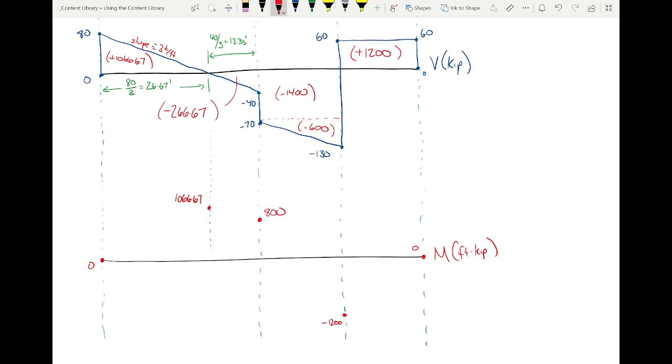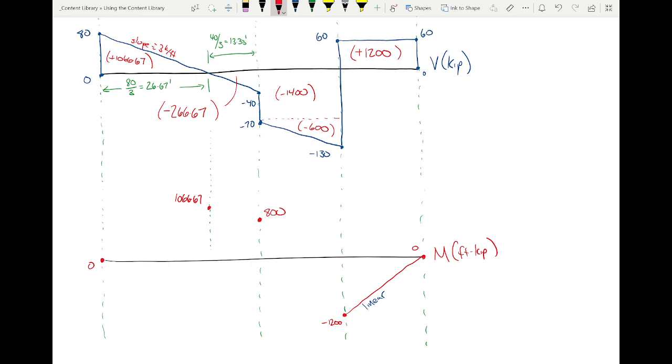Now, let's start with the easy part. Let's start with this section over here. What should the moment diagram look like over here? A line, because that's a constant shear, linear moment. And so we'll say linear. Ooh, we lost the calculator. Now, it's linear there. How should it look everywhere else? Parabolic, right? These are lines. The integral of a line is a parabola.